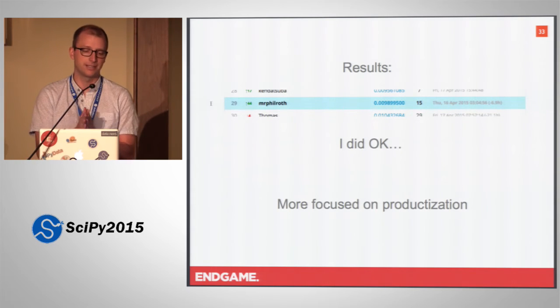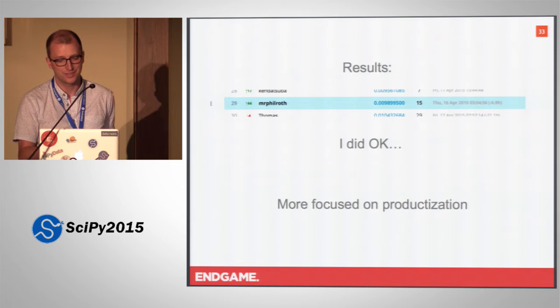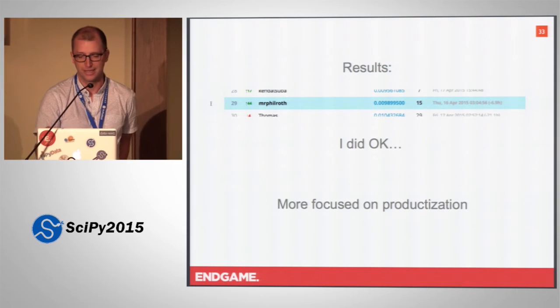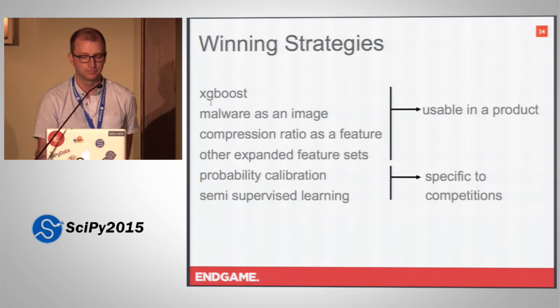How did I do? Well, I did pretty well. I got 29th out of like 400 competitors, but I'm critical of myself. I'm competitive. I say I did okay. I mean, this is my job. Maybe I should have done a lot better. So my excuse is that I was more focused on productization and learning and figuring out how I can get all of this into an eventual endgame product.